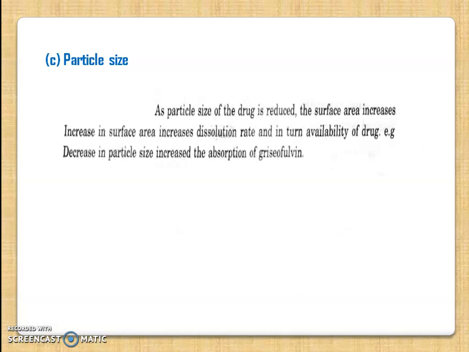Particle size. When the particle size of a drug is reduced, surface area increases. So increasing surface area ultimately increases dissolution rate and in turn the availability of the drug. For example, a decrease in particle size increases the absorption of the crystal.